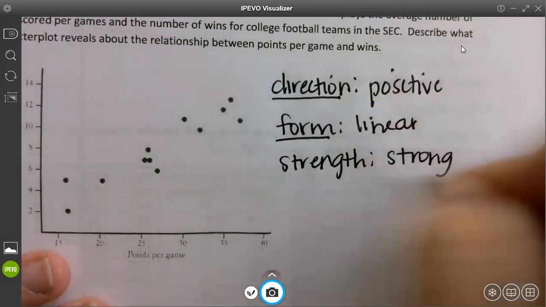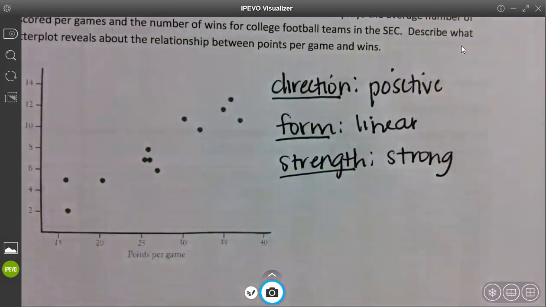Is it asking for those things? Yes. When it says describe, just like before when it told us to describe the curves or the plots that we had, we did shape, center, spread, mean, outliers, all that. Scatter plots are direction, form, and strength. Anything else is going to be shape, center, spread, outliers.